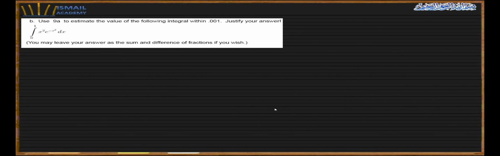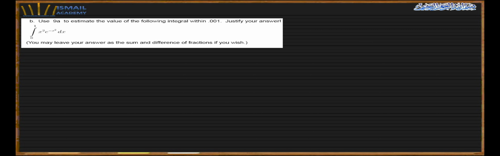In this question, which is the continuation of the previous question, they ask me to estimate the final integral within 0.001 and to justify my answer, which means I need to find the remainder of the Taylor series of this function.